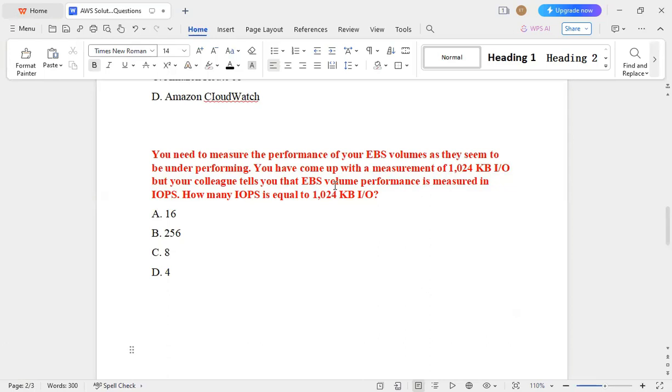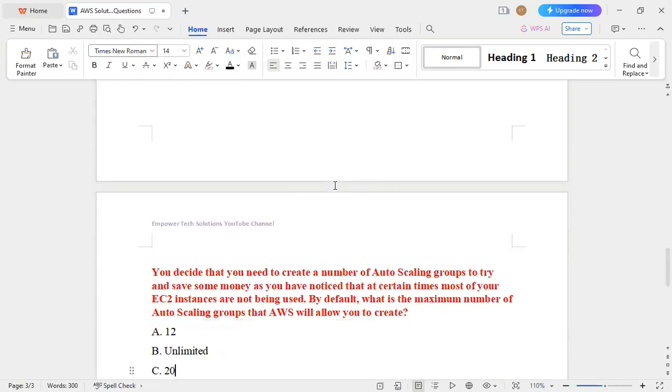The answer is, first of all, several factors can affect the performance of EBS volumes, such as instance configuration, input-output characteristics, workload demand, and storage. So it depends. When you provision a 4,000 IOPS volume attached to the EBS, for example, 1024 input operation would count as a 4. So the perfect answer is the 4. Remember, 1024 KB input output is equal to 4 IOPS, 4 input output per second.